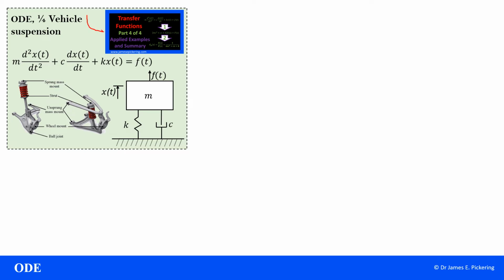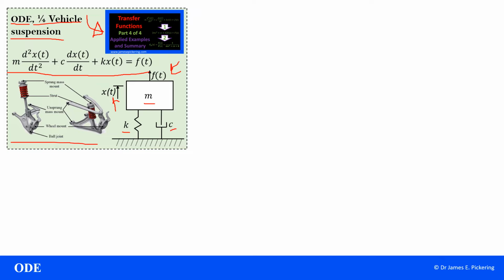In the four videos detailing transfer functions, how to convert from an ordinary differential equation to a transfer function, one of the examples introduced was the quarter vehicle suspension. This is a mathematical model, effectively a second order mass spring damper. You can see here force is the input, the output being displacement, and you have your stiffness term and your damping coefficient. So the model also has your mass, damping, and your stiffness.